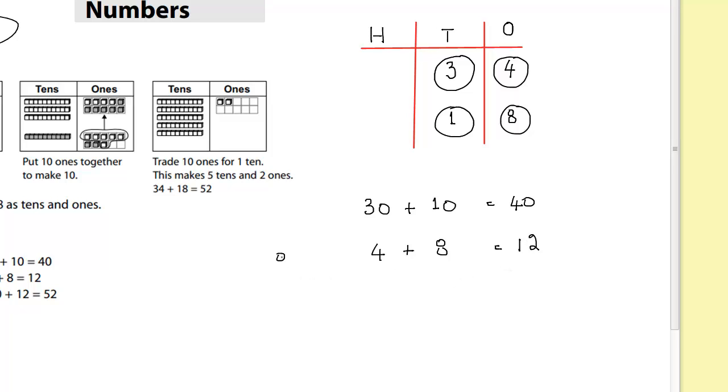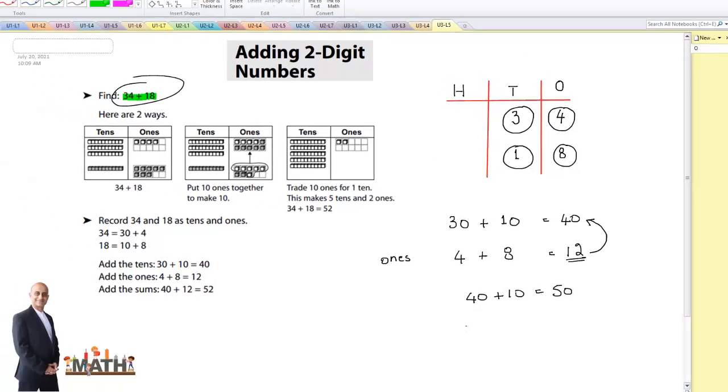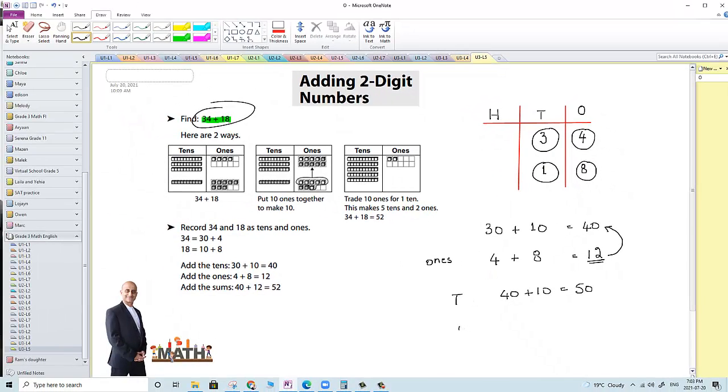Now, since this is the ones, I have 12. Why don't I bring 1 ten to the 40? So instead of 40, it's going to be 50. And in the ones, we will see there are 2 left. So 50 plus 2 equals 52.